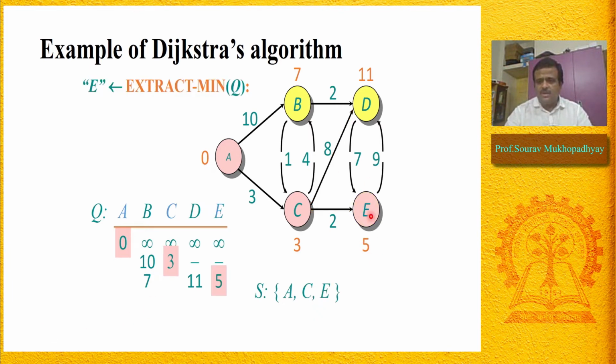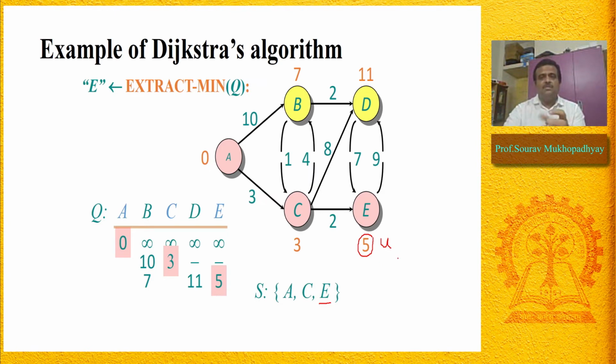So, this is our next minimum. This is our new U. This is our U vertex, which is extracted from the Q and added in S. So, this is the new vertex added in S. Once it is added in S, the key value of that vertex is basically the delta of S comma U. That is what we need to prove.